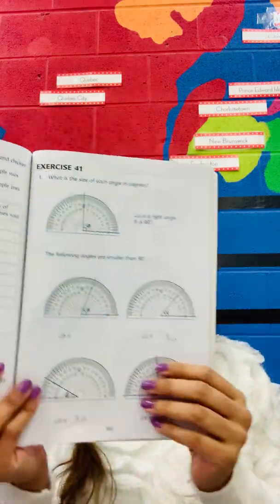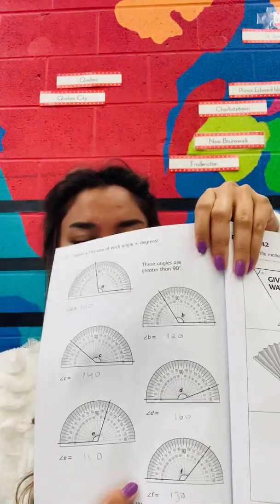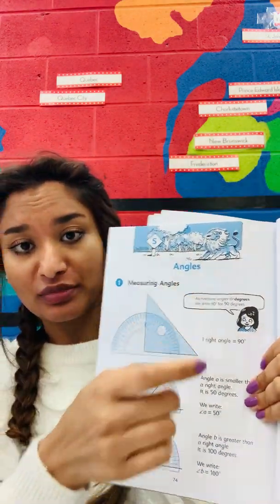So these two pages, 103 and 104. Okay? So let's get started and let's learn about angles. Okay? So let's start reading and see what it says. So I'm going to read from the top so we know. Okay? We measure angles in degrees. We write 90 degrees for 90-degree angle.